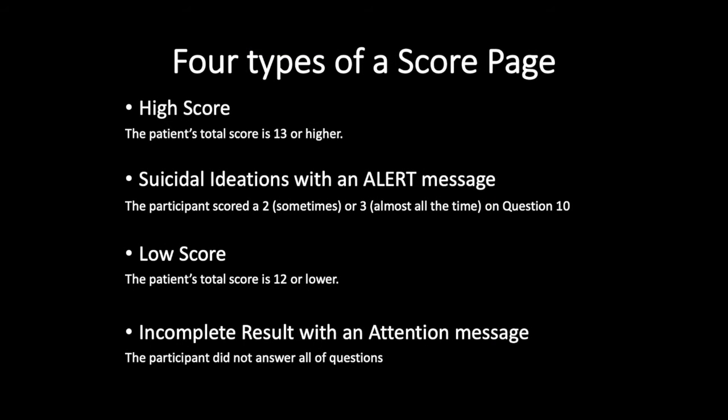There are 4 types of score page. The high score type is when the patient's total score is 13 or higher. The suicidal ideation with an alert message type means the participant scored a 2 or 3 on question 10. The lower score type means the patient's total score is 12 or lower. The incomplete result with an attention message type means the participant did not answer all the questions.